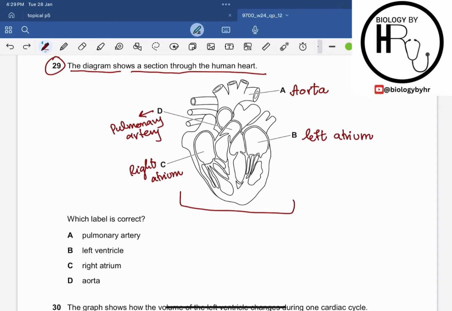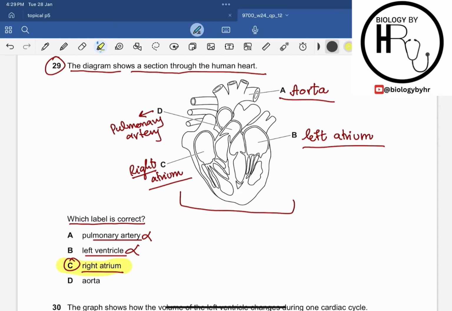Now they are asking in the question which label is correct. Over here, is A the pulmonary artery? No, A is the aorta, right? Is B the left ventricle? No, B is the left atrium. Is C the right atrium? Yes, C is the right atrium. So definitely option C will be our correct answer. So it was very simple.